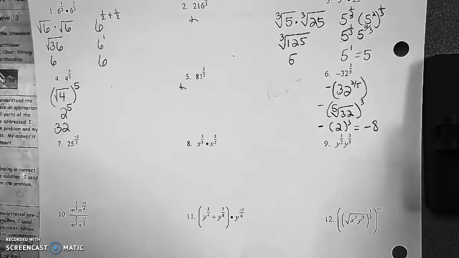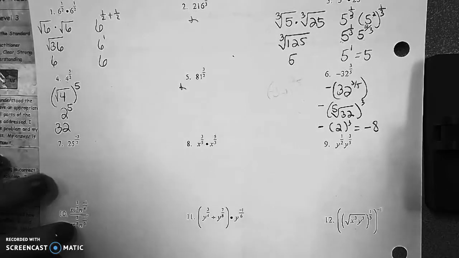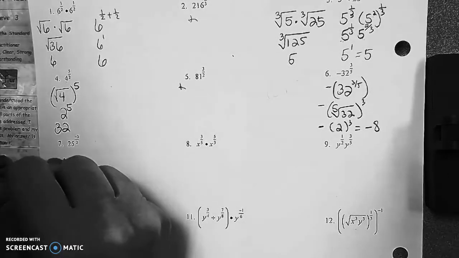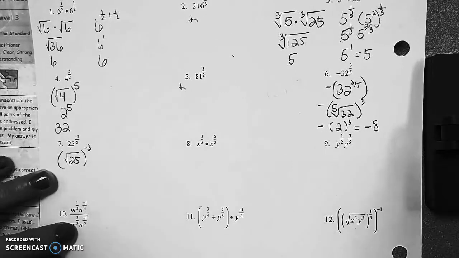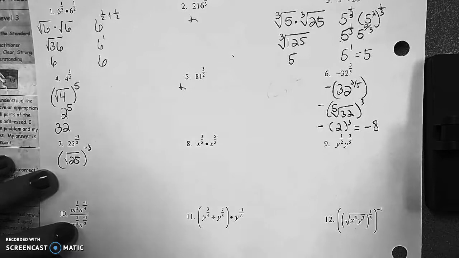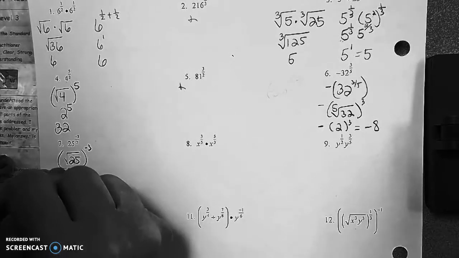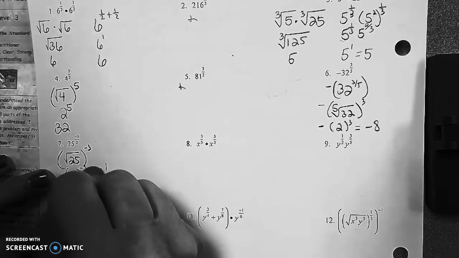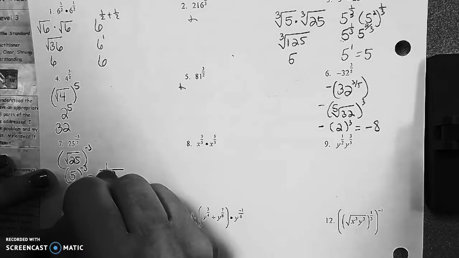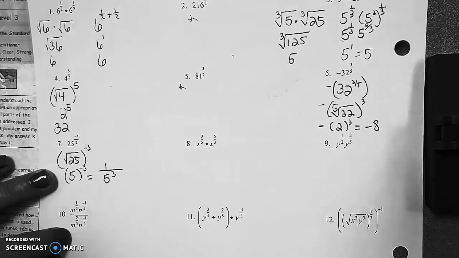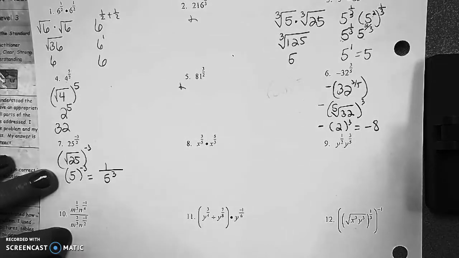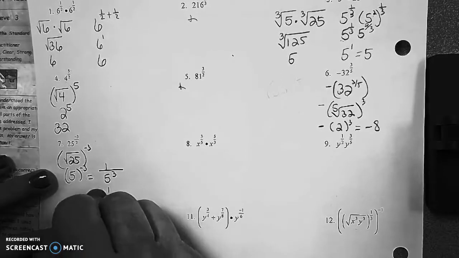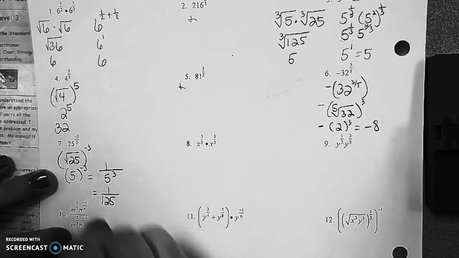All right, number 7. So number 7, first off, let's deal with the square root of 25, and then we'll raise it to the negative 3 in just a moment. So the square root of 25 is 5. Now, do you guys remember what a negative exponent does? A negative exponent takes the reciprocal. So that's going to send 5 cubed to the denominator. So we end up with 1 over 125.